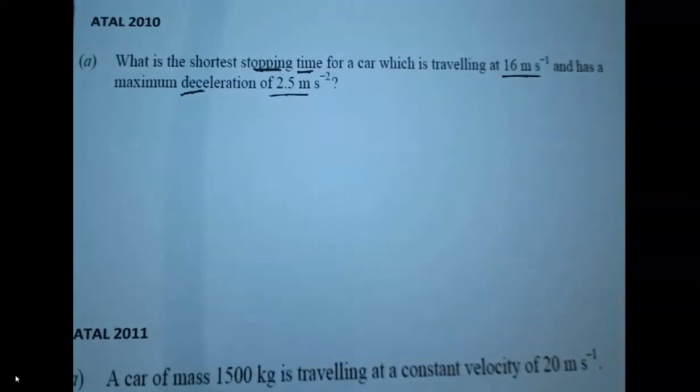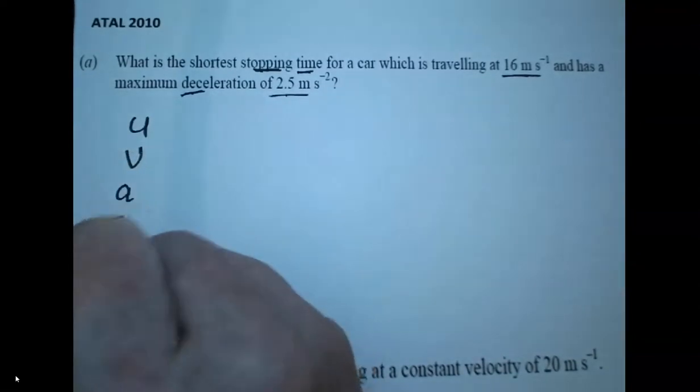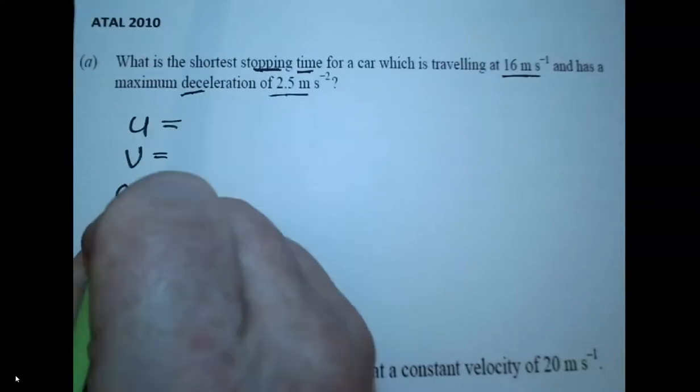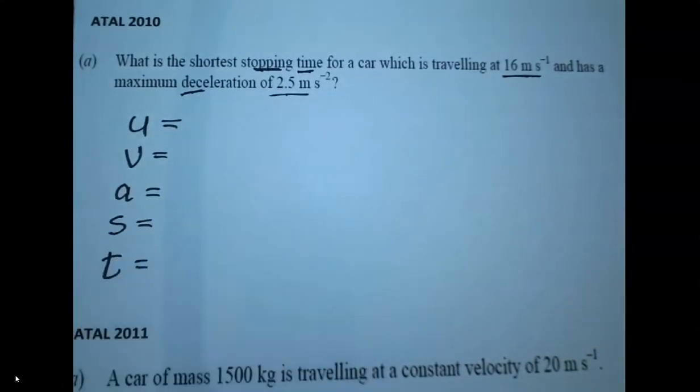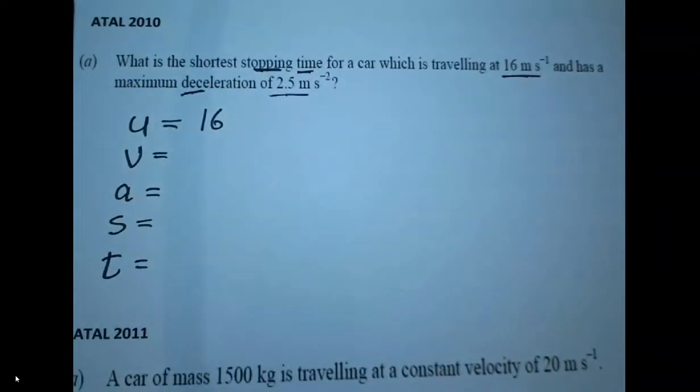meters per second squared. I always write down this: u, v, a, s, t. u, initial velocity; v, final velocity; a, acceleration; s, the distance traveled, which of course is also the displacement; and t is the time. So let's fill in all of these, and we'll see what we've got and where we can go after that. The starting velocity of the car is 16 meters per second, so we'll leave that there. The car stops, it comes to rest, so its final velocity is 0.